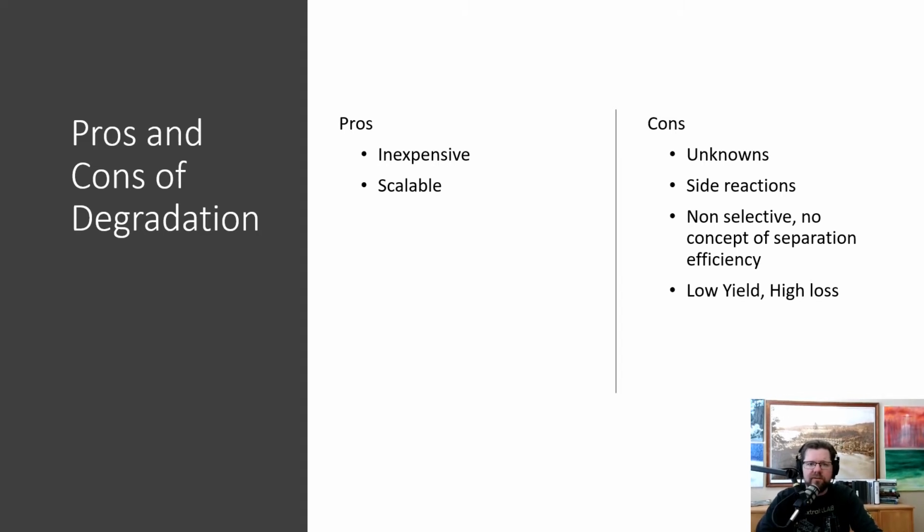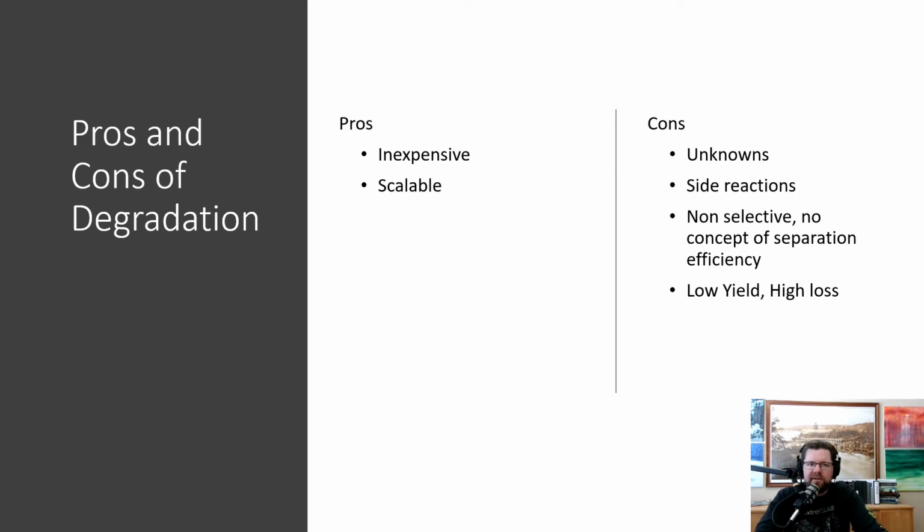So the cons, of course, is that you are creating a lot of unknowns. You're creating side reactions. You're creating a whole litany of reactions. You're degrading possibly even all of the beneficial aspects of the oil just to get out 5% or 10% of THC. Non-selective, no concept of separation. It's not selective. In other words, temperature acts on all different molecules pretty much the same way. You just need to provide enough energy to go over the activation barriers for the reaction.